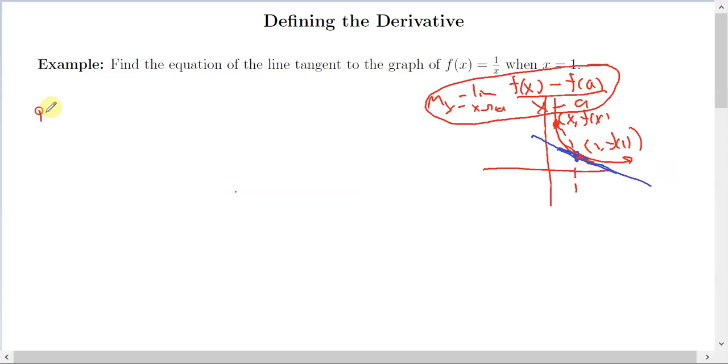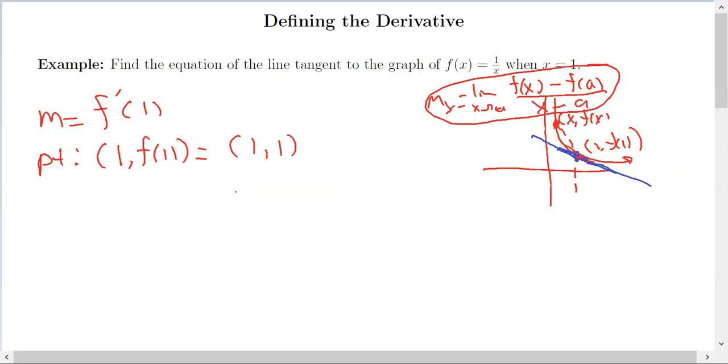So I'm going to just say my slope is going to be my derivative evaluated at 1, the point of tangency. So I need the slope and I need a point. Well, my point is my point of tangency at x equal 1 and my y coordinate, which is f of 1. So let's go ahead and get that. That's just simply going to be 1, 1 when you plug into this function. But let's go ahead and calculate the slope then.